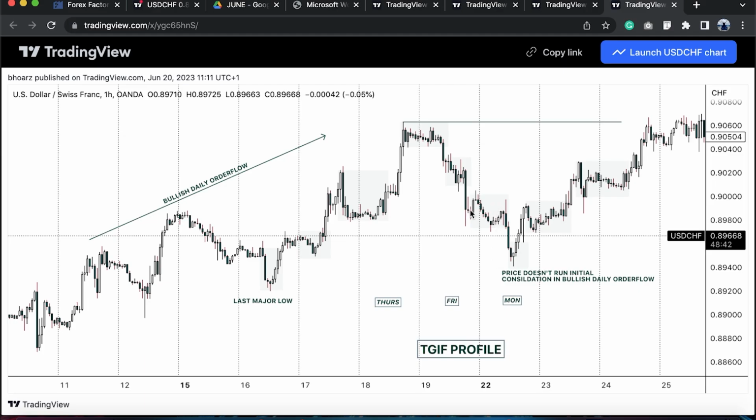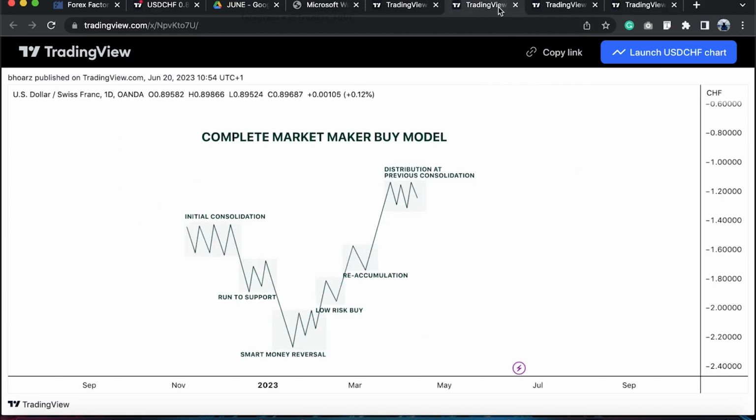And now here's the problem, because we're going to talk about the market maker sell model on the next video. In a bullish daily order flow, do not expect a complete market maker sell model. What do I mean by a complete market maker sell model? That means you don't expect the market to run out the initial consolidation, like in a complete market maker buy model where we run out the initial consolidation.